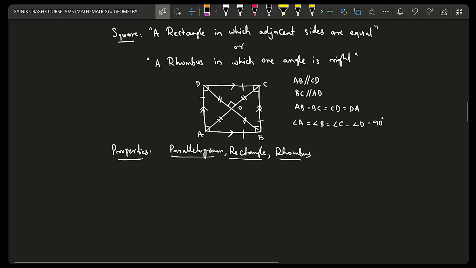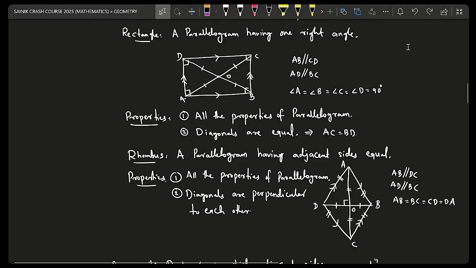Sir, I also have a doubt about rhombus. See, rhombus is like a parallelogram only, but in a parallelogram, all sides may not be equal, right? But if adjacent sides become equal, automatically all the sides become equal. Then it becomes a rhombus. That means rhombus means what? It is a parallelogram having all sides equal. That's it.